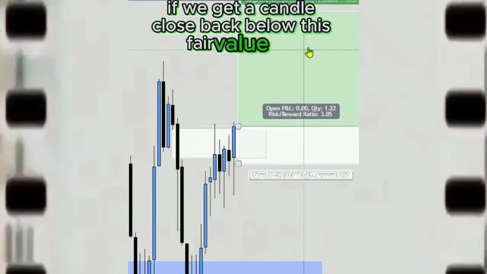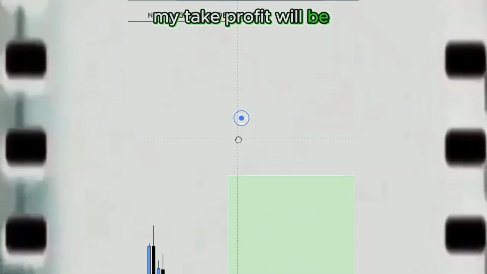So as you can now see, we inverse this 5-minute bearish fair value gap. Therefore, I will enter into a long position. My stop loss will go if we get a candle close back below this fair value gap. My take profit will be this high up here. My first take profit will be this internal liquidity right here.